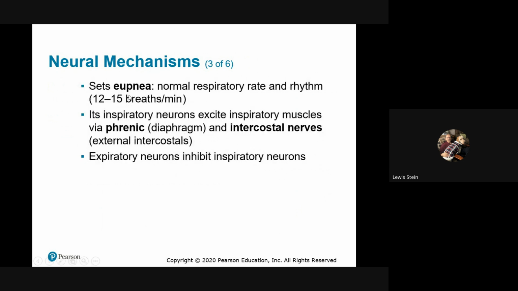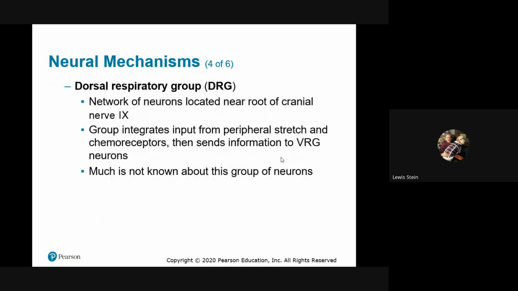So this is the set, normal breathing, eupnea. That rhythm is all about the diaphragm flattening and expanding the cavity, with the external intercostal nerves, effortlessly. Basically, the only active portion of breathing is this, normally. And understand that expiratory neurons inhibit inspiratory neurons. If you're inhaling, it blocks the expiratory ones. If you're breathing out, it blocks the inspiratory ones.